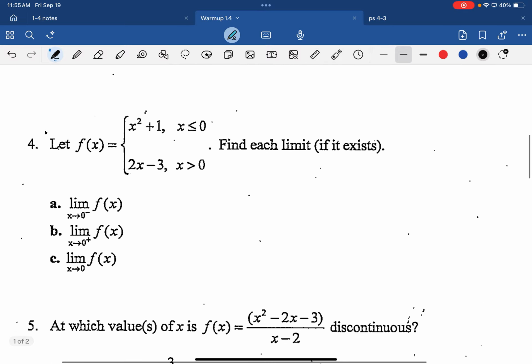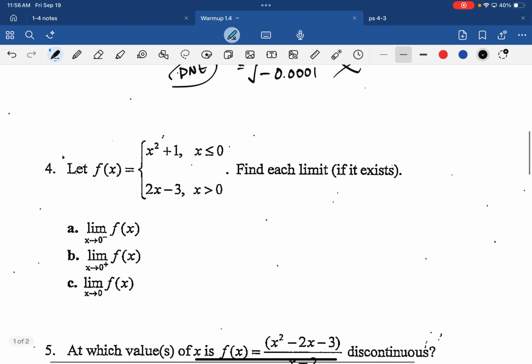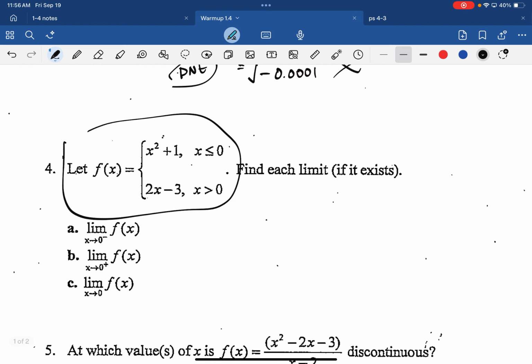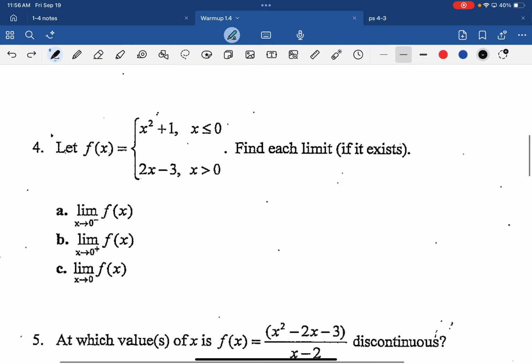Next one. Another example. So we have a piecewise function here, meaning that if x is less than or equal to 0, the function is defined as this. If x is greater than 0, the function is defined as this. So if we were to evaluate the limit as f of x approaches 0 from the left side, we should plug it into here, because x is less than 0. We're going towards 0 from the left side, so this condition is satisfied.